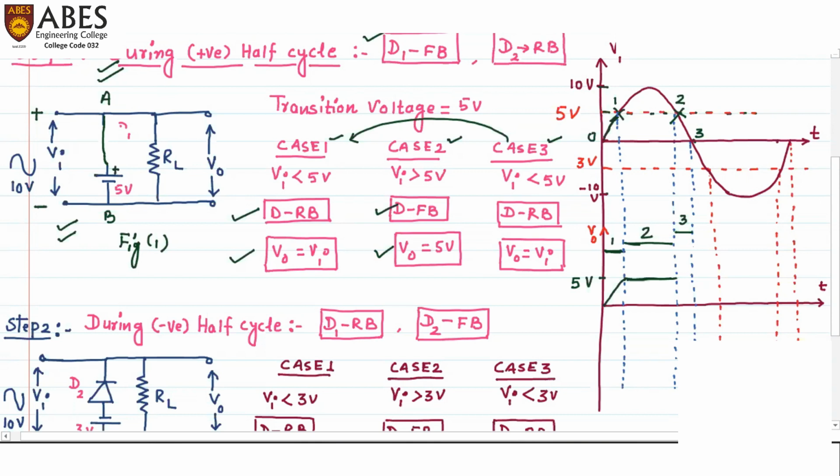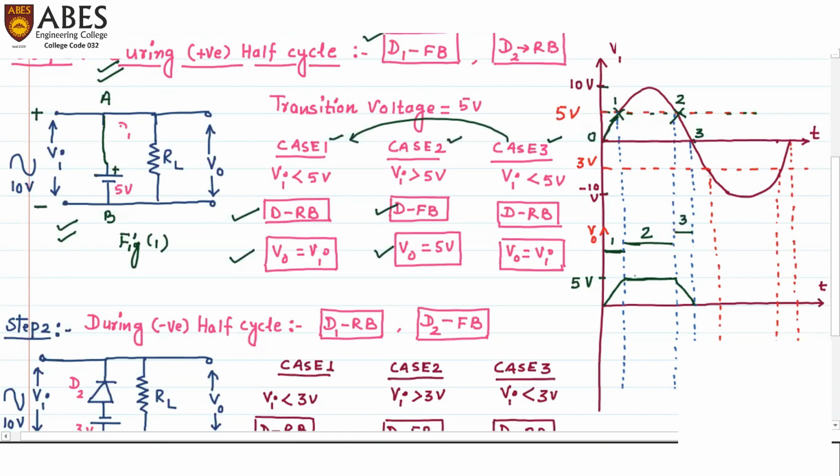So if we see the positive half cycle, during case number 3, which corresponds to the portion between point 2 and 3, we can see the output starts from 5 volts and ends at 0 volts. So the output will start from 5 and it will end at 0 volts. So this is the output of case number 3. So this is the output of the complete positive half cycle.